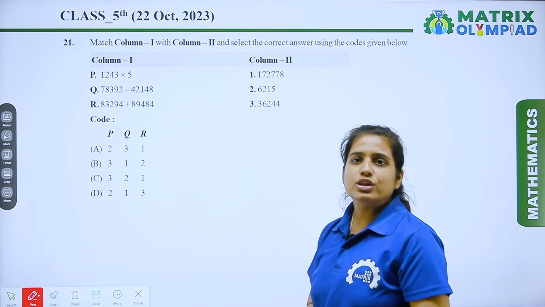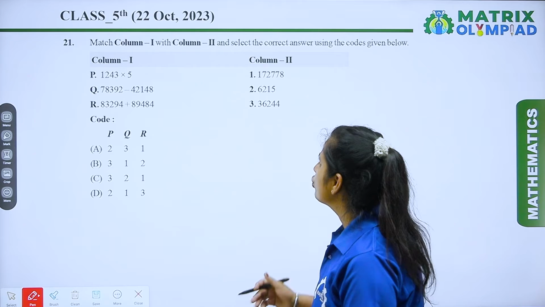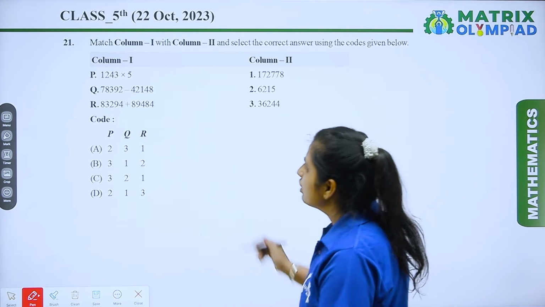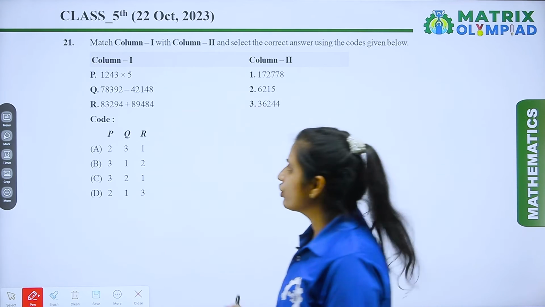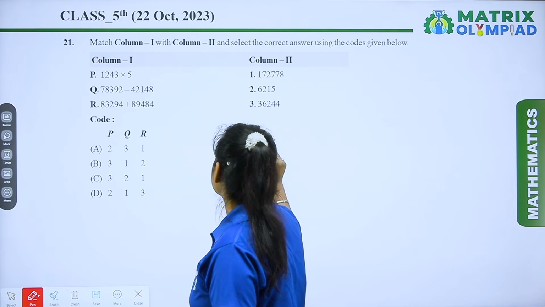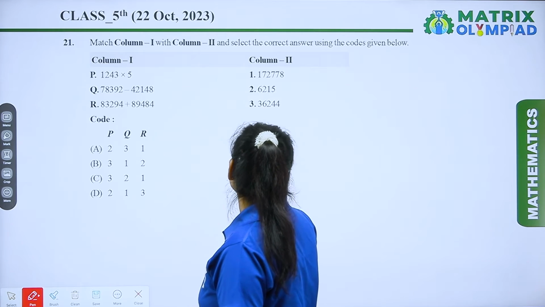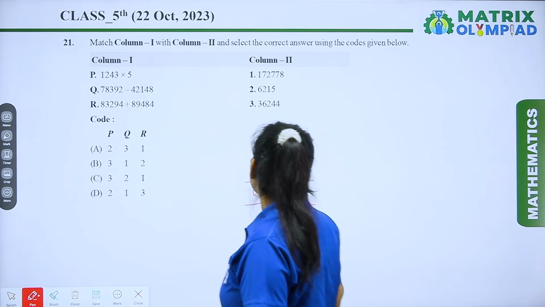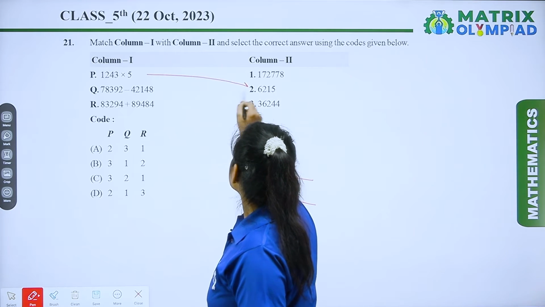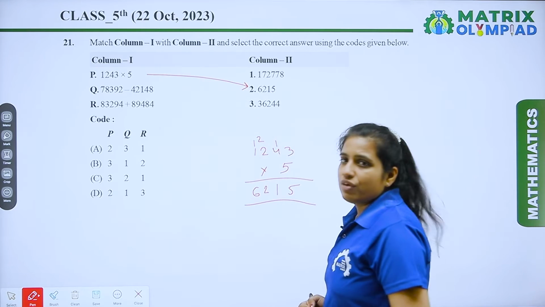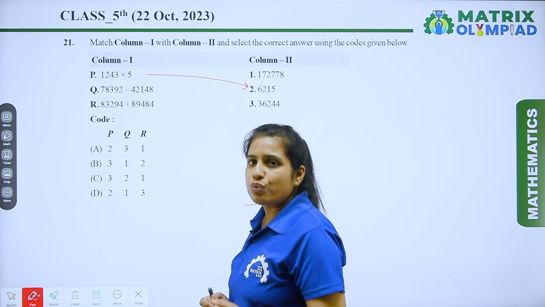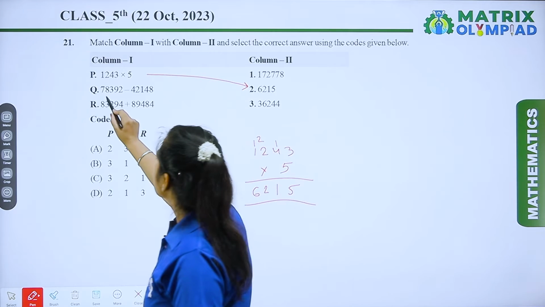Now the next question is question number 21. Here we have to match column 1 with column 2. So let's check. Multiply 1243 by 5. So after multiplication, let's see what we get. Here we get 6215. So here for P we have 6215. Let's check the next one.